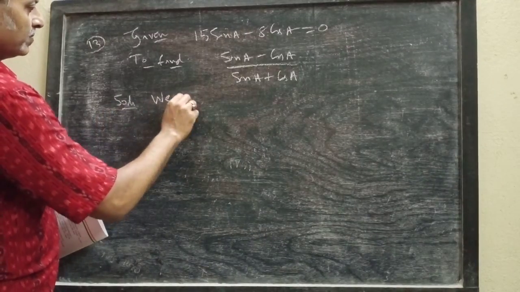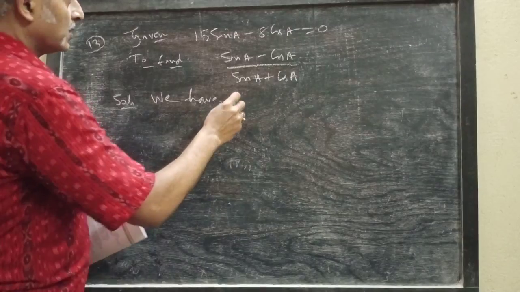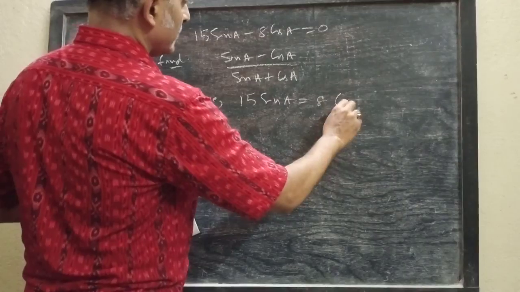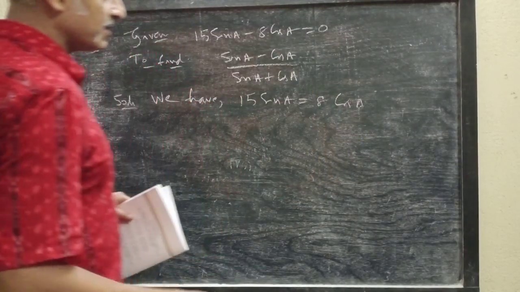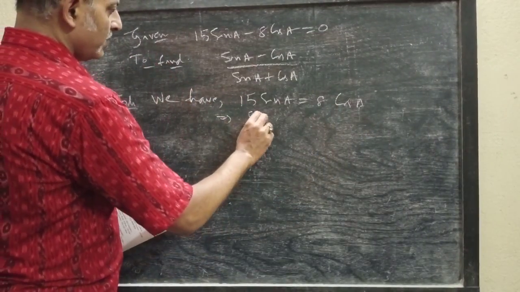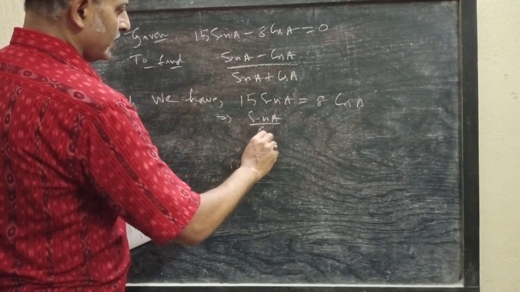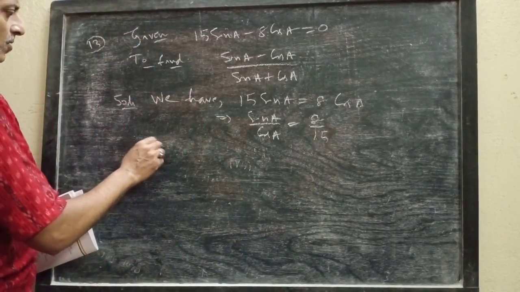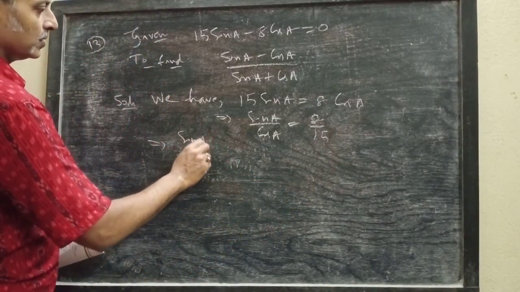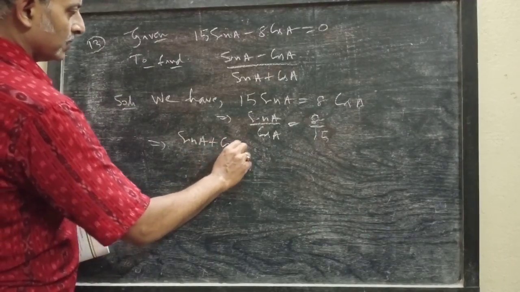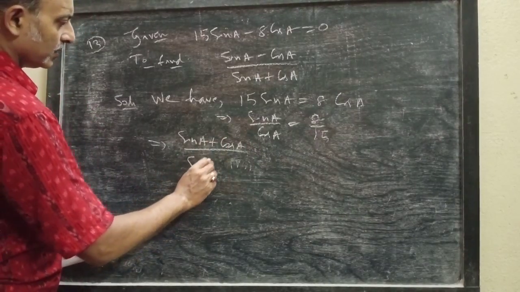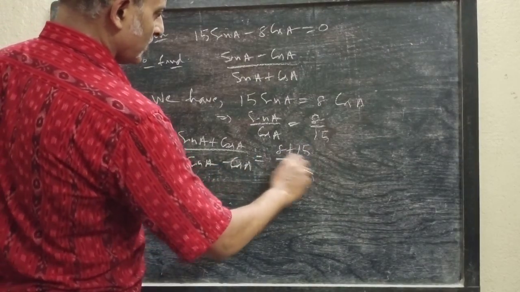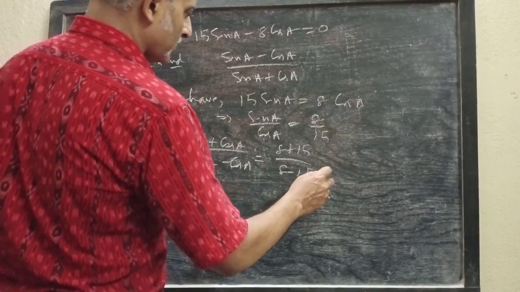We have 15 sin A equals to 8 cos A. Just shift this to the right side. Then we have sin A by cos A equals to 8 by 15. Now apply componendo and dividendo. We get sin A plus cos A by sin A minus cos A is equal to 8 plus 15 by 8 minus 15.